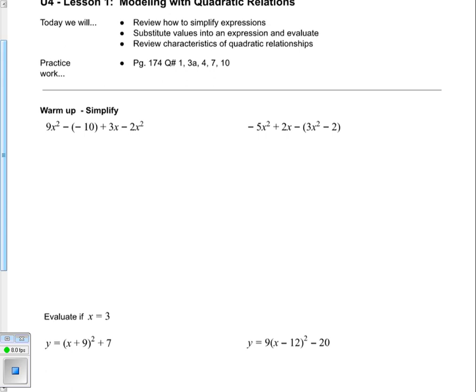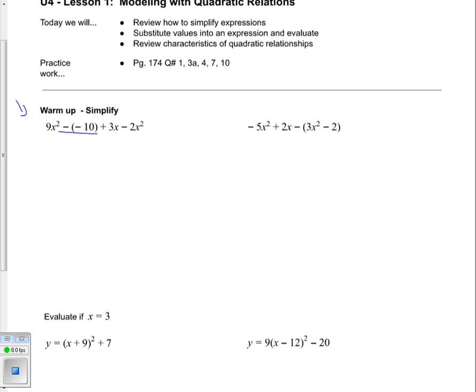So we'll begin by doing a quick warm-up and simplifying two polynomials. And again, a polynomial is an expression that has a whole bunch of different terms inside of it. Okay, and so in this particular instance, we've got 9x squared minus negative 10x plus 3x minus 2x squared. So again, the key thing about being able to simplify polynomials is, one, you want to get rid of the brackets first. Okay, and in this case there are some brackets and we can see them right here.